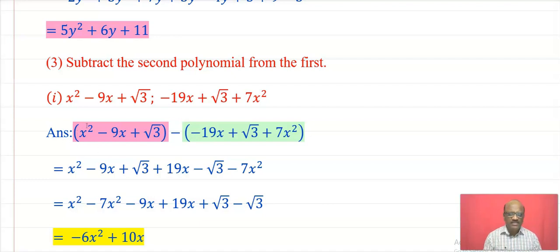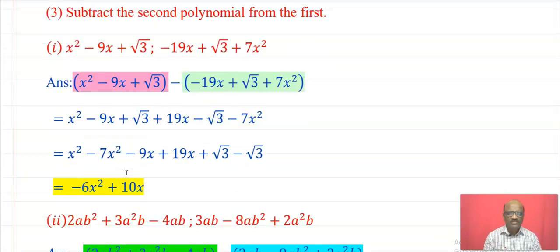First bracket is as it is: x square minus 9x plus root 3. Minus and minus will become plus 19x minus root 3 and minus 7x square. Now see these square terms, like terms. X square minus 7x square, you will get minus 6x square.